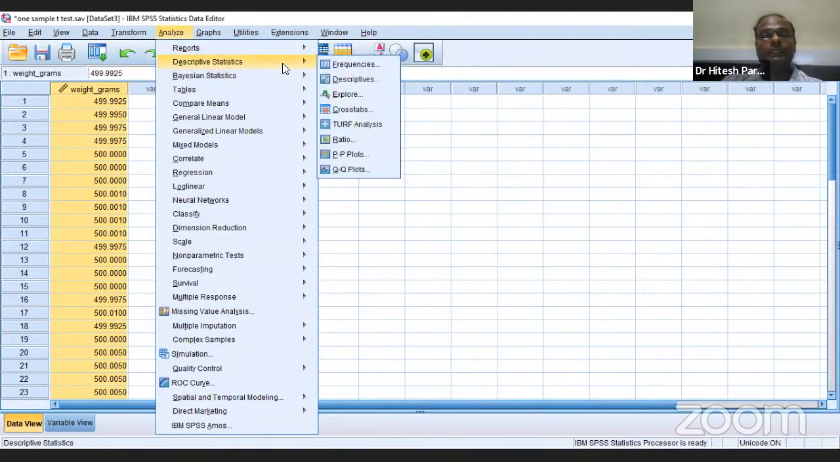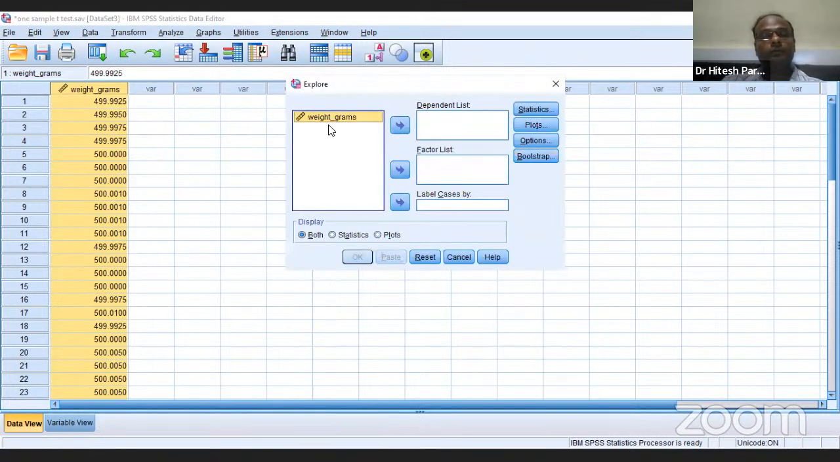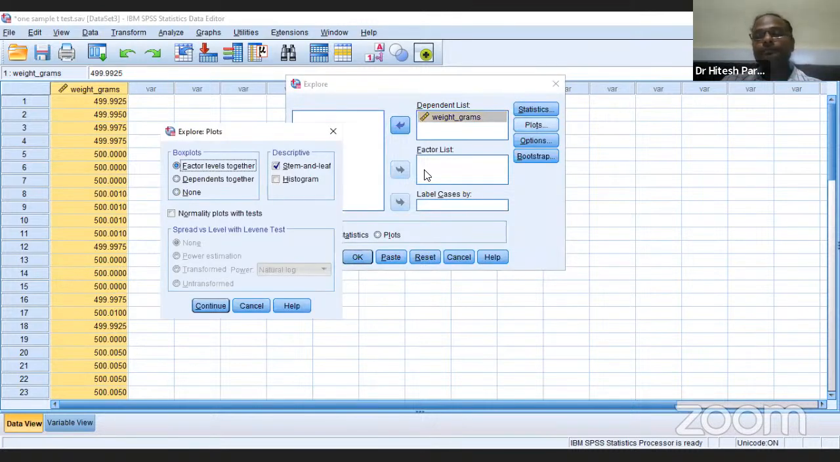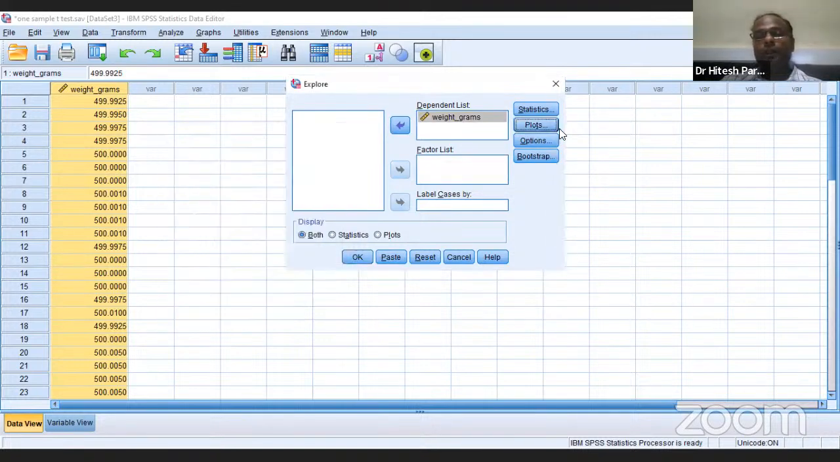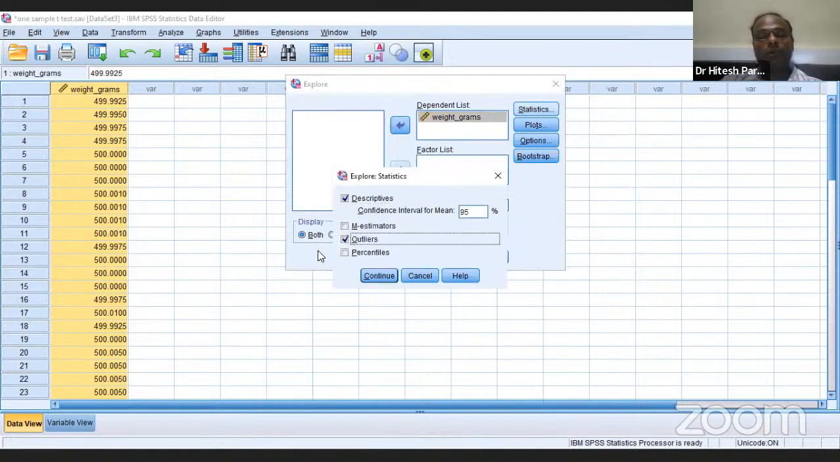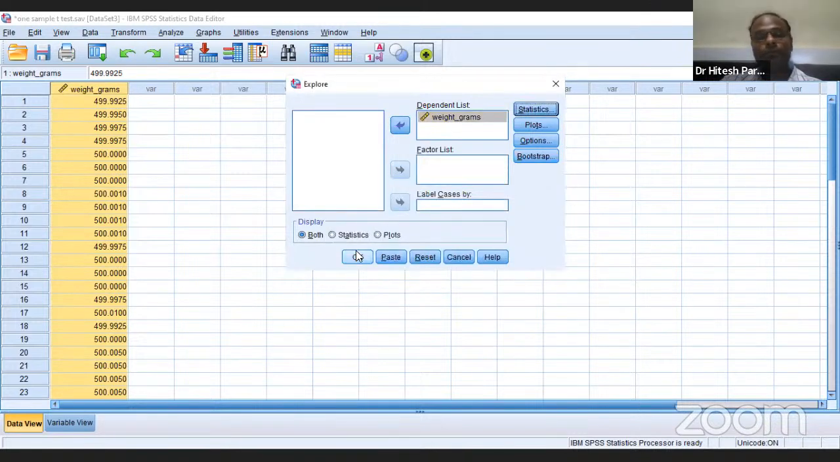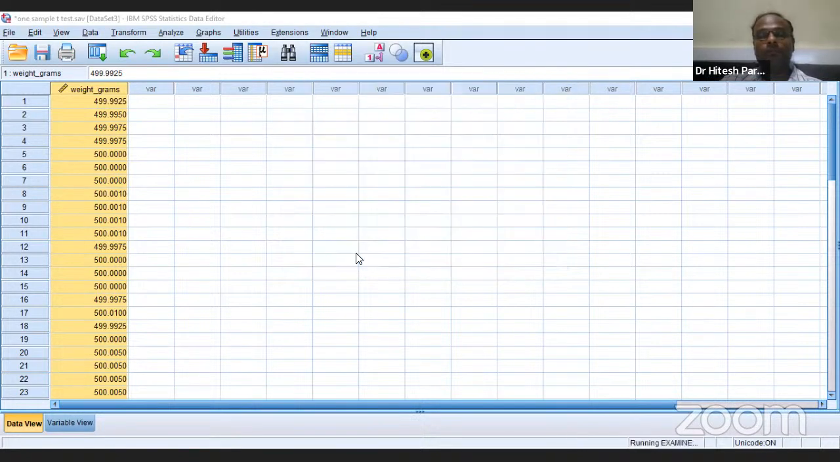Analyze, descriptive statistics, and explore. Weight underscore gram, just transfer into the dependent list. Click on plots. Same as before, histogram and normality plots with tests. Continue. Statistics, outliers, continue. And OK. Right? Same steps that you have already followed.